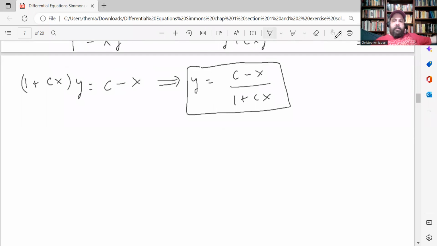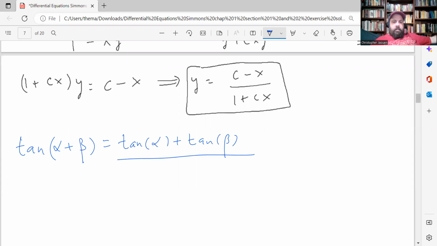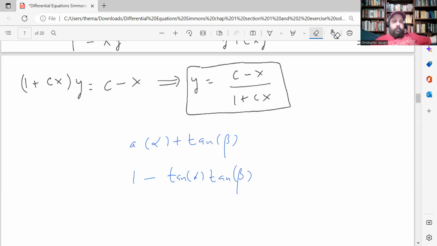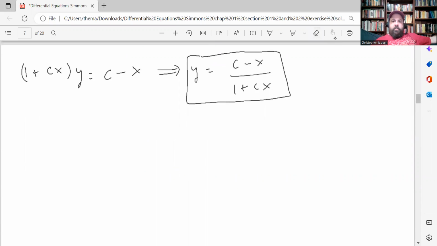In case you've forgotten, maybe I should write it out, if you remember the sum formula for tangent, it looks like this. So that's what I used to simplify the equation above. I think that was all the parts to question number 2.